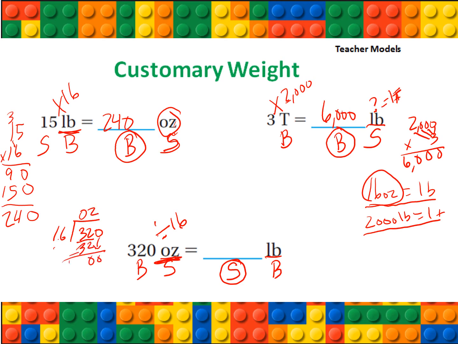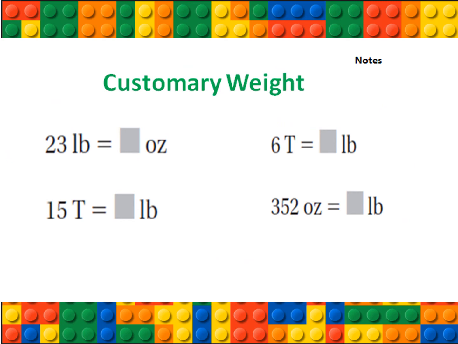Bring down the 0. 16 goes into 0 0 times. So the answer is 20. All right. Again, same strategy as yesterday. We're still focusing on the big small method. All right. So let's look at it this way.